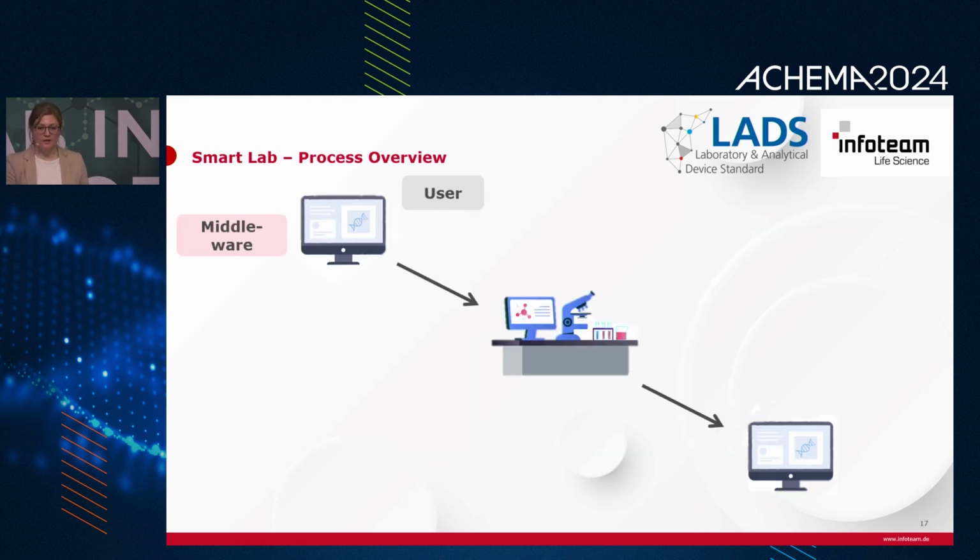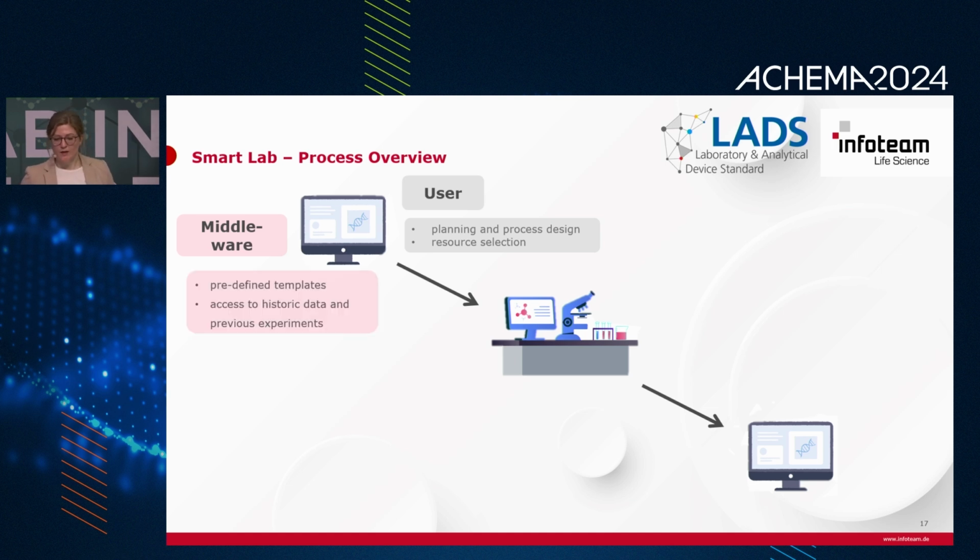So how could a smart process now look like? So it's always an interplay between the user and the middleware. So in the office space, the user plans the experiment, chooses resources, defines materials and consumables, and the middleware can help and provide predefined templates. You can access historical data from previous experiments. Then the user goes into the lab and is guided through the process via a mobile app or smart assistant systems with lights, which minimizes errors and ensures compliance with standards and SOPs.